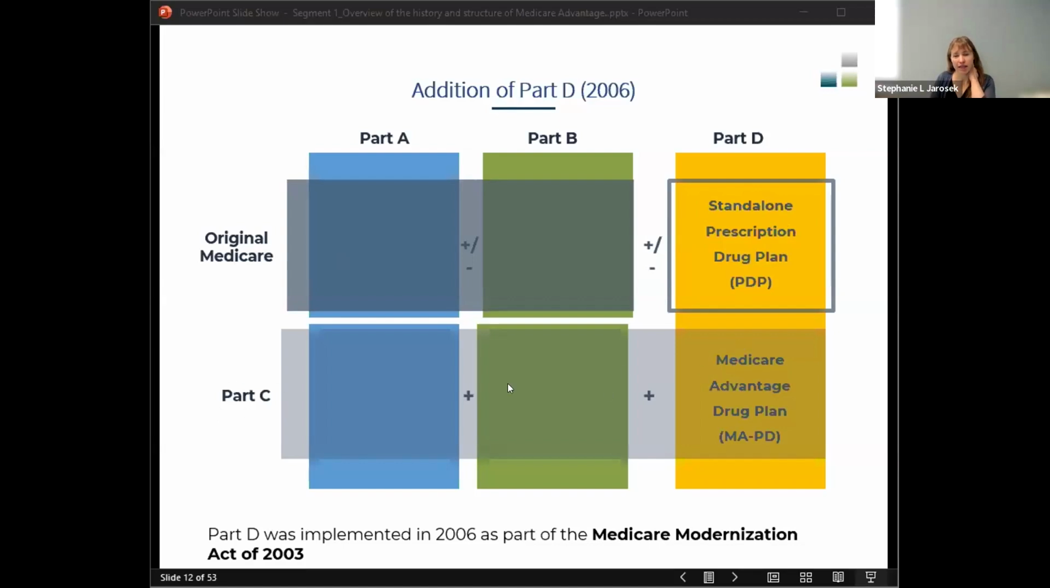But the Part C plans typically, now it's not 100% of the time, but typically they will include Part D benefits within their plan. So if you're a beneficiary, you might be looking at the plans and saying, well, I get this Medicare Advantage plan, I get Part A, Part B, Part D.